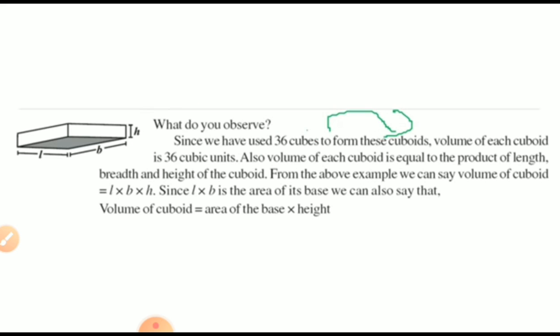In the ceiling also, sometimes you can use this same formula. You can arrange it in the ceiling way. 36 units are there, and L into B into H. Volume of cuboid is equal to area of the base into height. L into B, that is, what is that, beta? Yes, area of the base, and H. LB is the area of the rectangle, and then height.